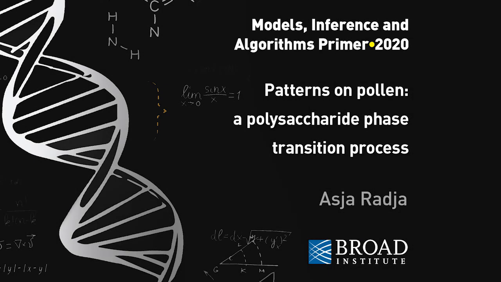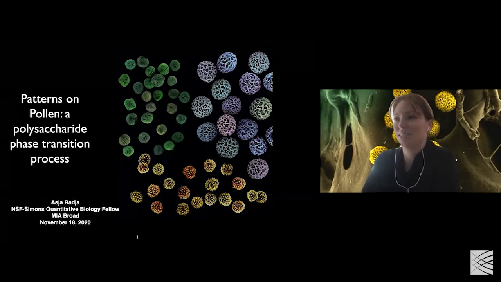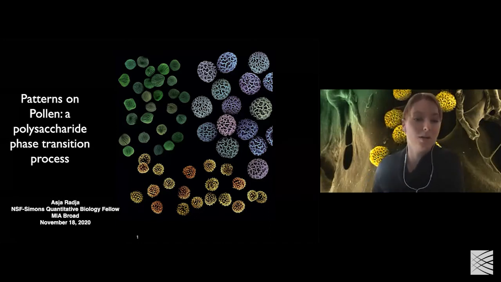So my name is Asja Radja, and I'm currently an NSF Simons Quantitative Biology Fellow. And as Moore mentioned, I'm interested in pattern formation in various biological systems. Today specifically, I'll be telling you about patterns on pollen. Just to give you a sneak peek of how these patterns form, they form through a polysaccharide phase transition process. And I'll explain exactly what that means and what each of those terms mean.